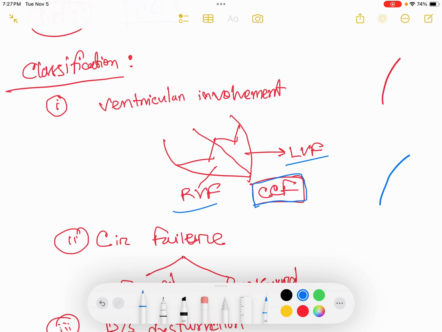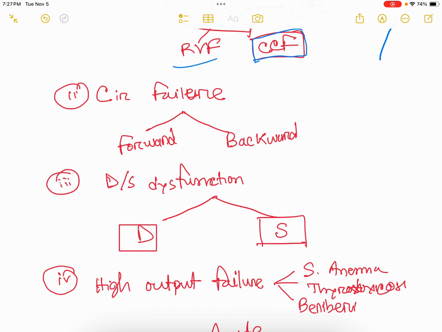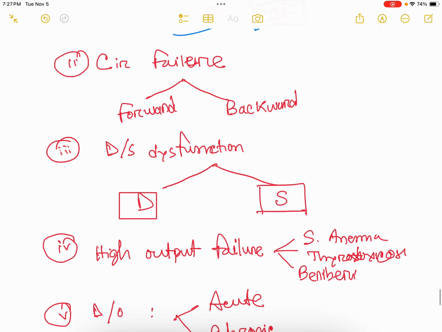Circulatory failure is of 2 types: forward failure and backward failure. On the basis of diastolic or systolic dysfunction, it is of 2 types: diastolic failure, where the heart fails to fill completely, and systolic failure, where the heart fails to strongly pump out blood.